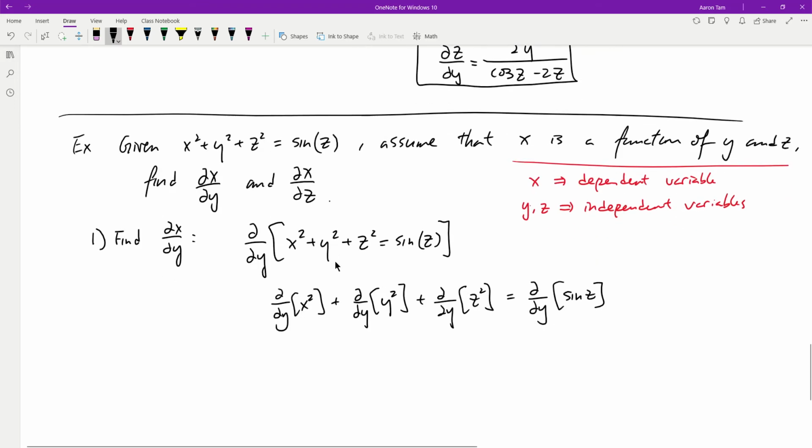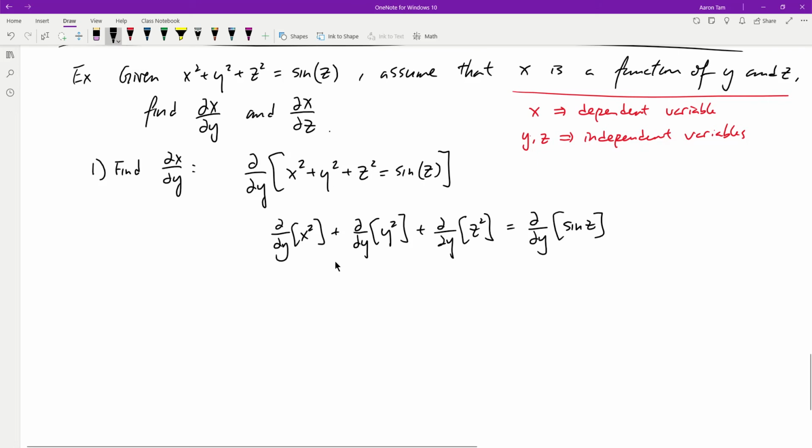Here is where you have to pay attention and be careful. x is a function of y, therefore when I take the derivative with respect to y, I have to use the chain rule. So this becomes 2x dx over dy. When I differentiate y squared with respect to y, it's just a function in terms of y, so I can differentiate without needing the chain rule. That would be 2y.